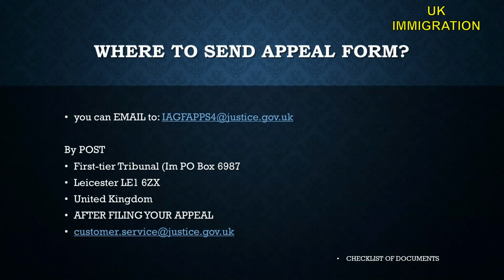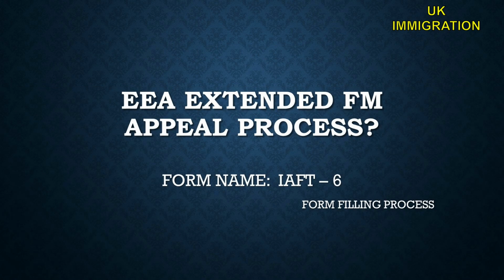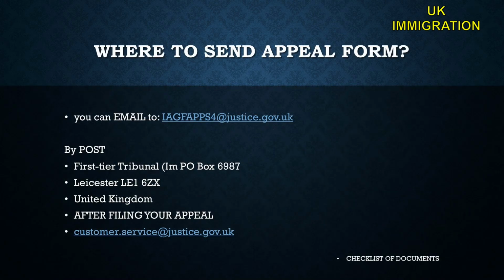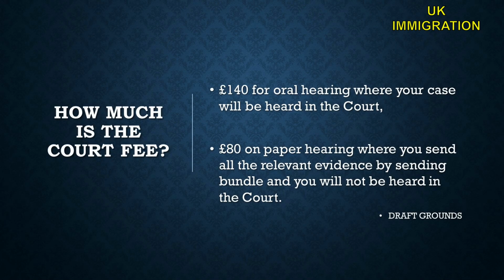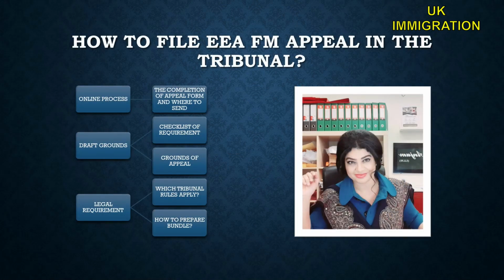So we have covered the first part, and we have covered the second part of our slides. I have told you the completion of the appeal form and where to send it, the checklist of requirements, grounds of appeal, and also I have shown you the legal requirements under the First-tier Tribunal Rules 2020, and how to prepare a bundle. Now let's have a look at how to prepare a bundle.